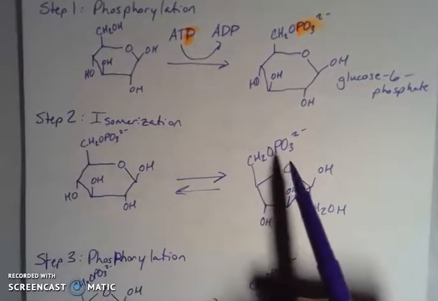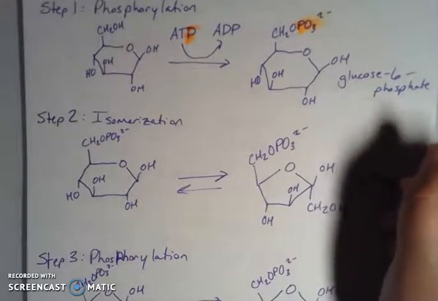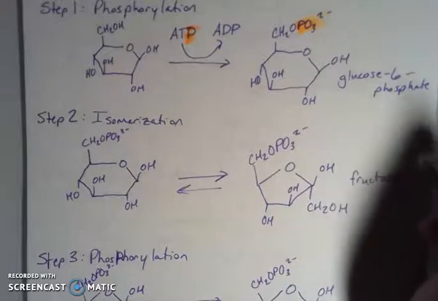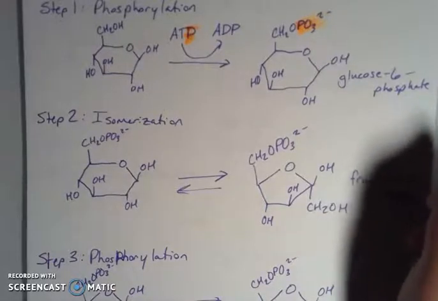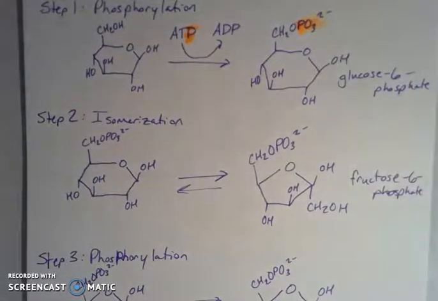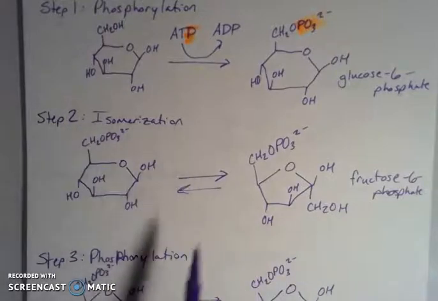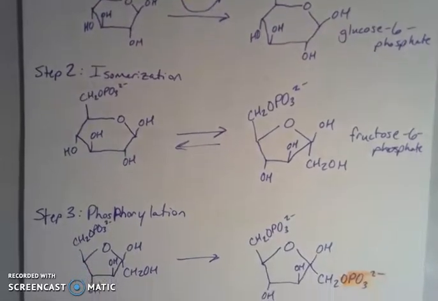Okay, so this is phosphated, so this is fructose 6-phosphate. Okay, so now we just underwent some isomerization. Of course, this is enzyme catalyzed, so it would be an isomerase that does this.